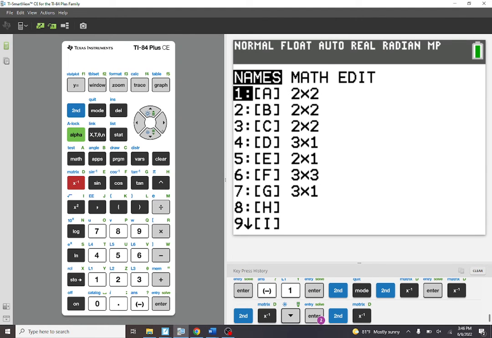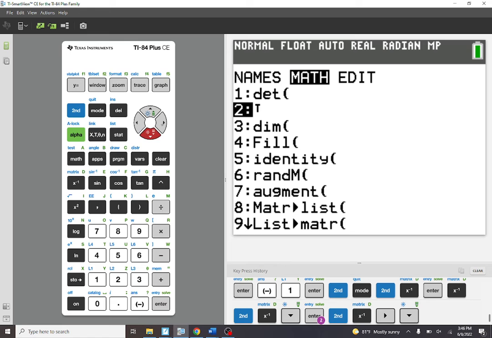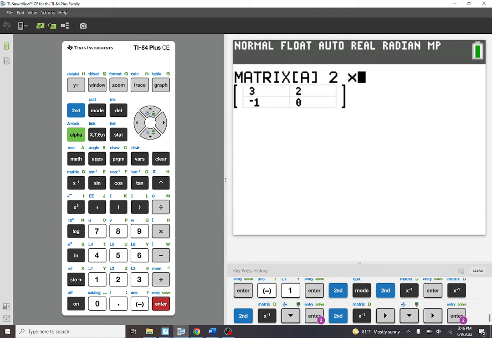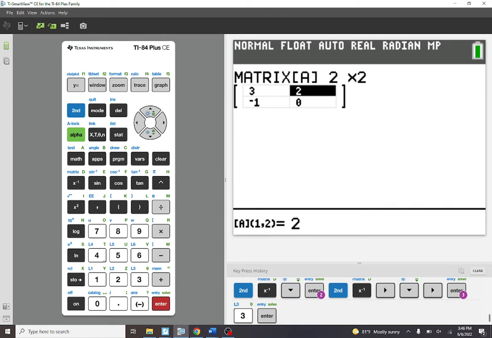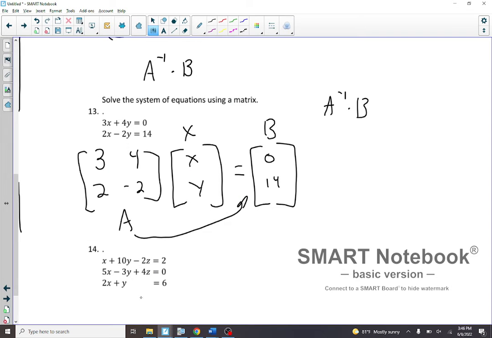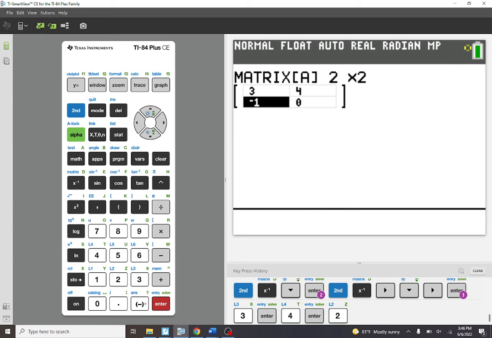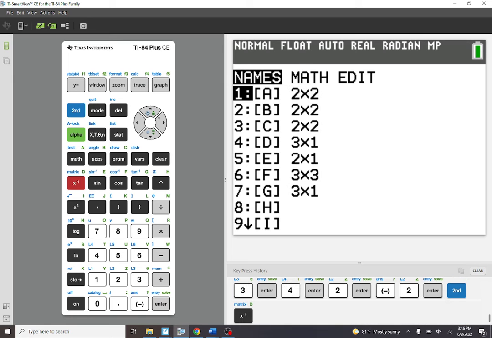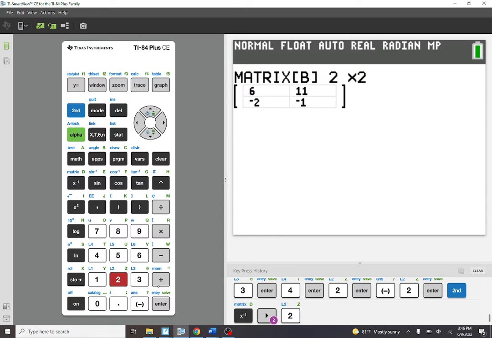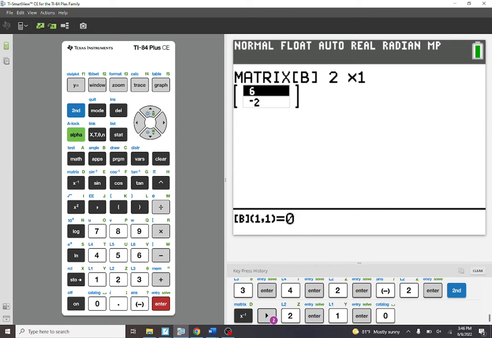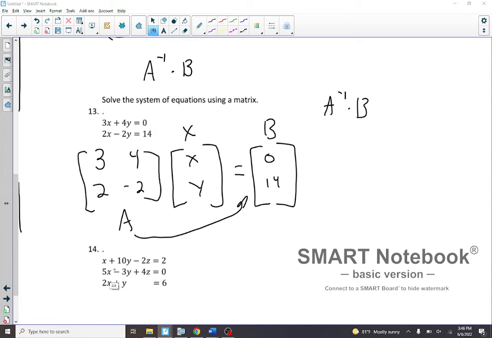Second matrix. 3, 4, 2, negative 2. And then we're going to do the other matrix for b. In this case, I'm going to call it, it's a 2 by 1. And that's 0, 14. Was it 0, 14? Yeah, 0, 14.